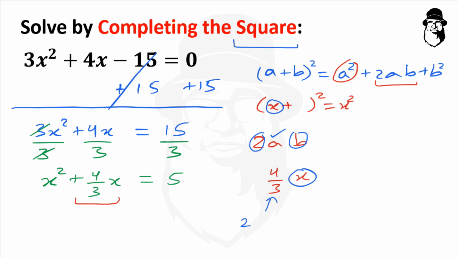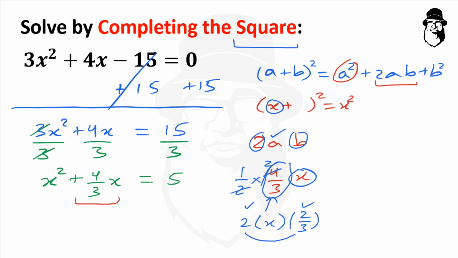If I multiply 2 by a, that is x, by b, and 2 times something is this 4 over 3. Just take half of it, meaning multiply it by half. So half of 4 over 3 is 2/3. Now we can see if we multiply 2 by 2/3, we'll get the same 4 over 3.